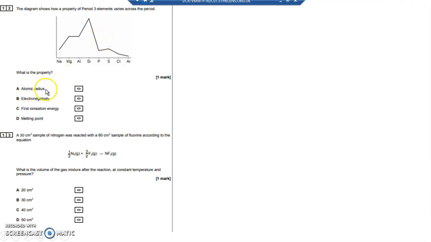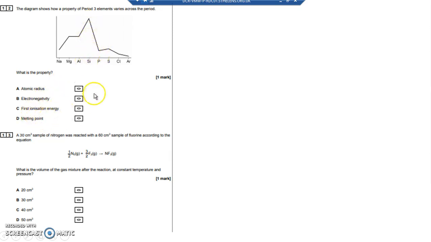What is it? Is it atomic radius? No, the atomic radius would come down as I went across the period. Is it electronegativity? No, electronegativity would go up towards the Cl. Is it first ionization energy? You might be fooled by thinking it's first ionization energy here, but Al would come down and phosphorus would go up and sulfur would come down, so phosphorus would be above silicon.